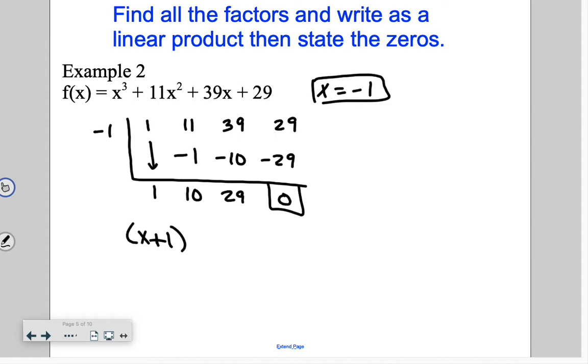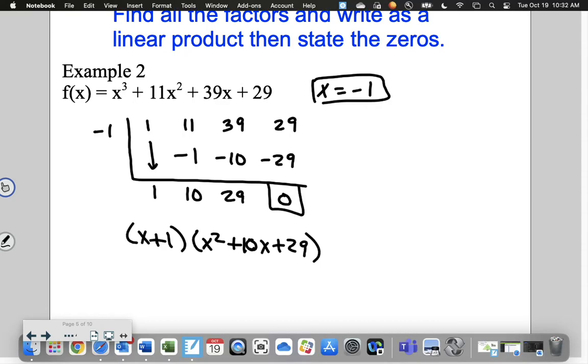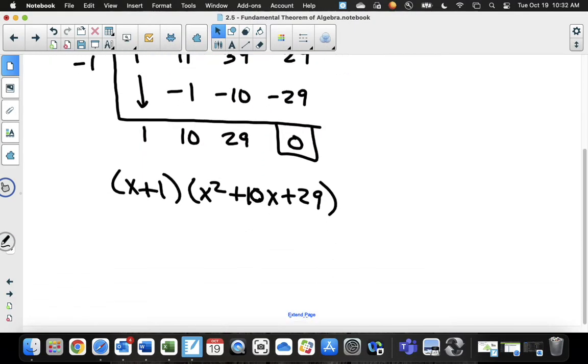You went from a cubic function. These numbers down here below the line are now your coefficients of a quadratic: 1x squared plus 10x plus 29. And now I still need to find the final zeros. I'm not going to, but we need to. If you look at this factor, can I factor that? Sometimes you will be able to, by the way, but this one's not factorable.